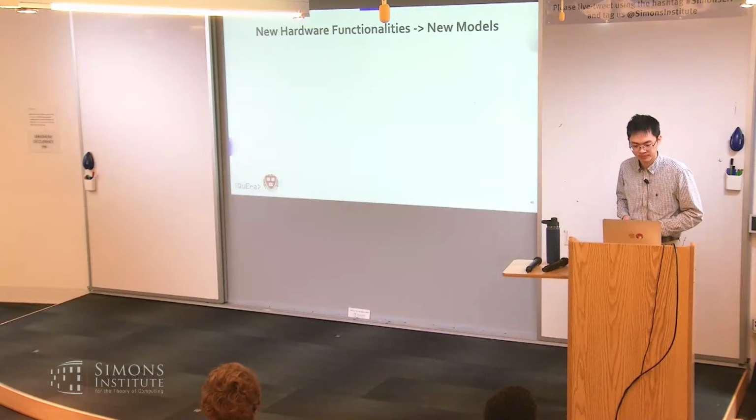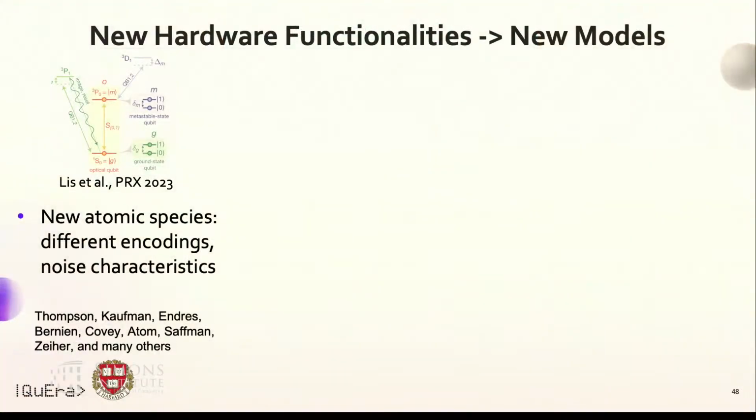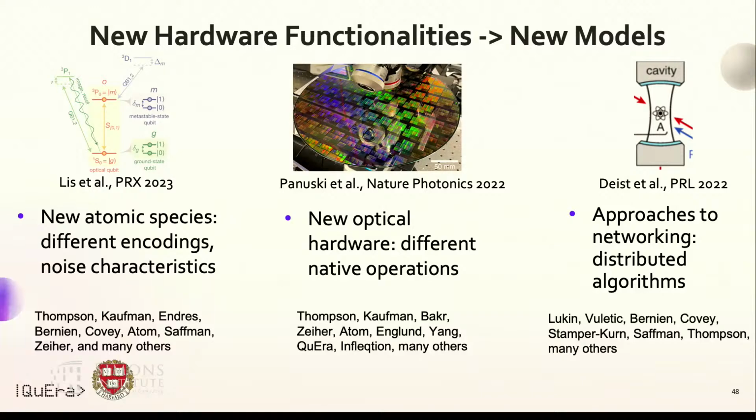Yeah. But I also want to mention that there's a lot of exciting new hardware functionalities and ideas. The neutral atom community is very vibrant. There's new atomic species a lot of people are working on. There's new optical hardware, like integrated photonics or lattices. There's also cavities for networking, and you can think about maybe how you actually distribute the algorithms. And so I think there's a lot of interesting directions to think about.